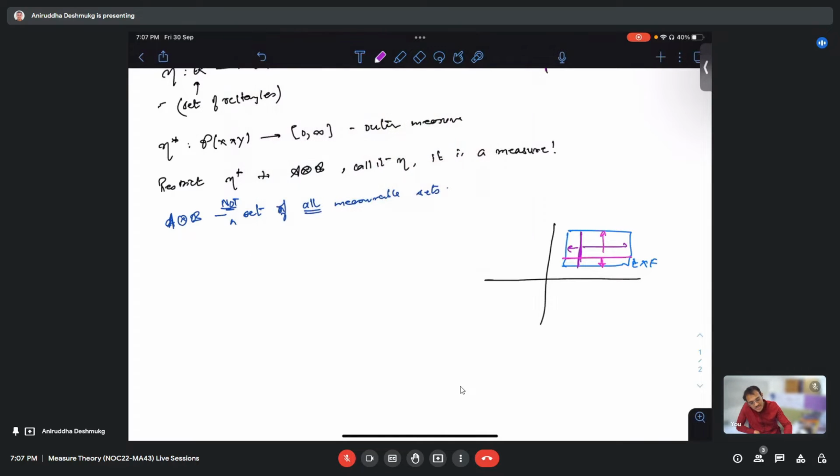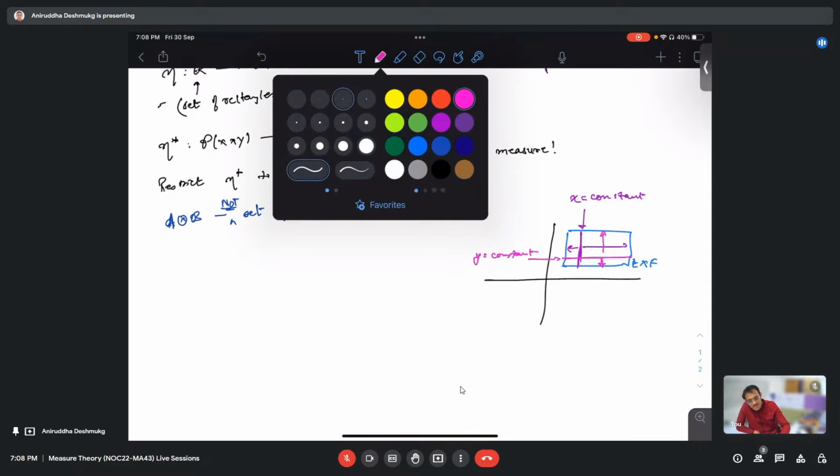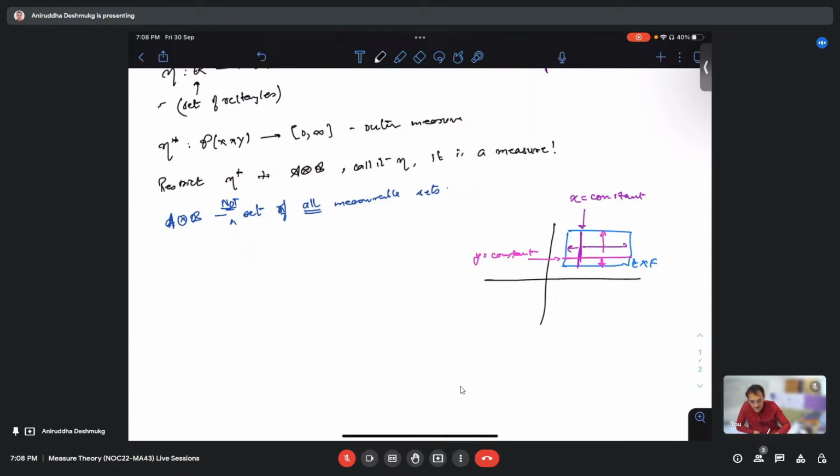Now intuitively, what is this line? This line is x is equal to some constant. On the other hand, this horizontal line, this is y equal to some constant. So using this sort of intuitive notion, we can define sections Ex, which is the collection of all those y's in Y, such that (x, y) is inside E.